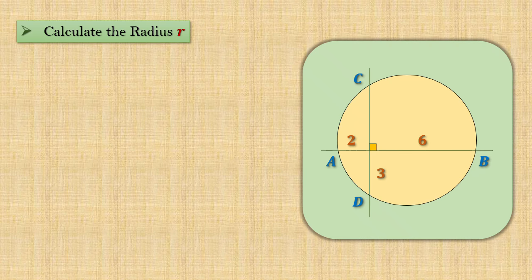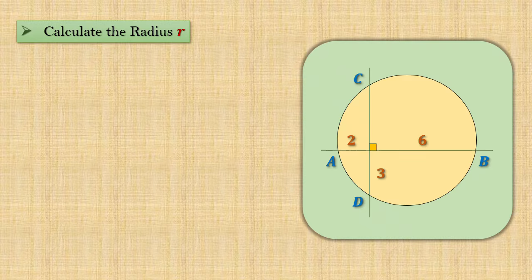In this video, we explore a geometric problem involving a circle intersected by two perpendicular lines at the points A, B, C, and D, such that the distance between the point of intersection of these lines and the point A equals 2 units, and 6 units with point B, and 3 units with point D. The goal is to determine the radius of the circle, denoted r.